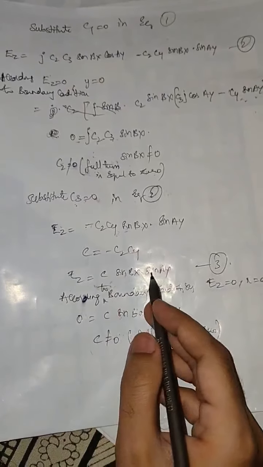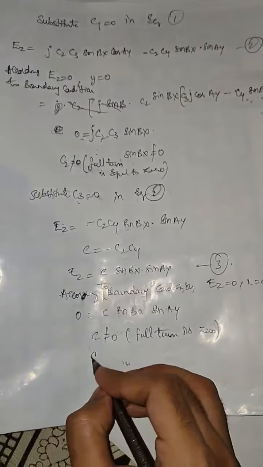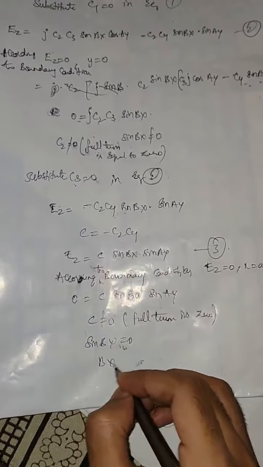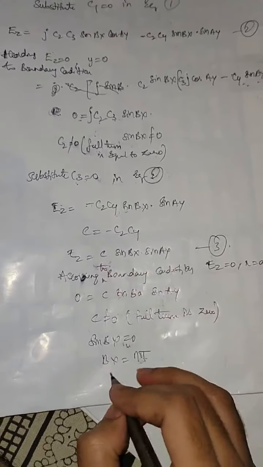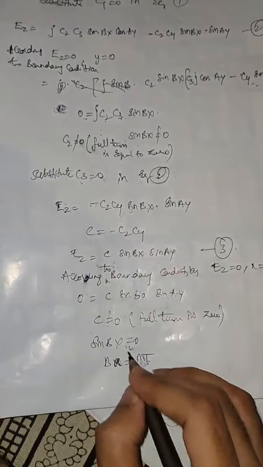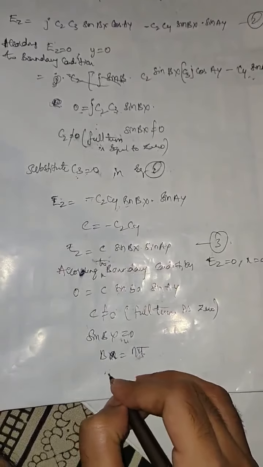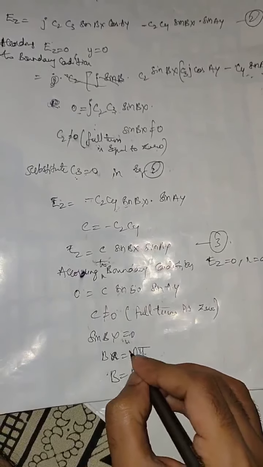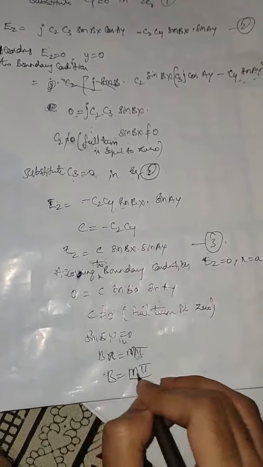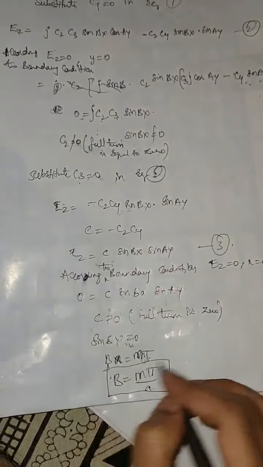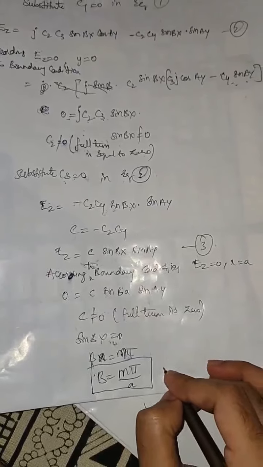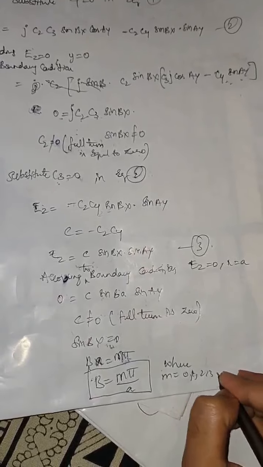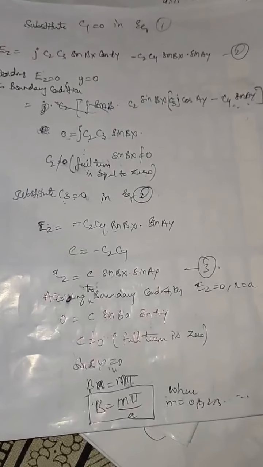So sin bx must be 0, which means bx equals n pi. Here x is nothing but a, so we want the b value as n pi by a; we can write this as m. So b is equal to m pi by a, where m equals 0, 1, 2, 3, and so on. So this is the value you got for b.